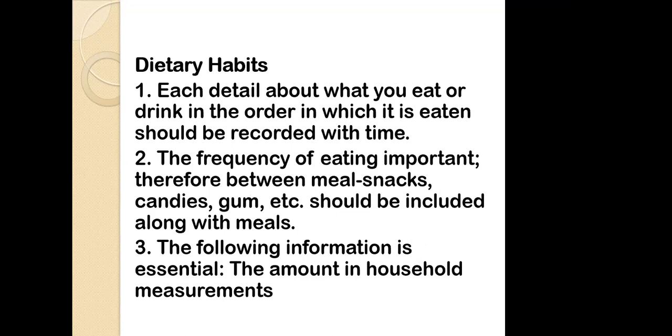Then dietary habits. The detail about what you eat or drink, in the order in which it is eaten, should be recorded at the time. That's important. What do they usually eat? The frequency of eating is important. Therefore, between-meal snacks: do they like snacking? Do they take a lot of candies, gums? Particularly a person who has dental caries, we want to find that out. Because if they have many cavitated teeth, then how are you best to help them?